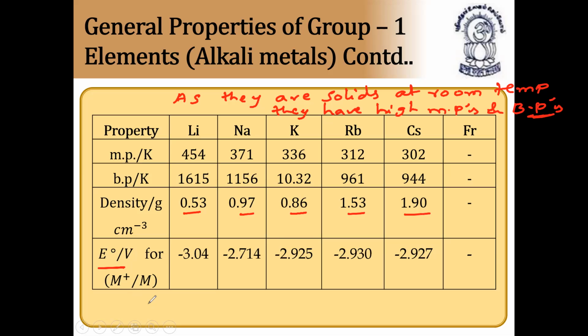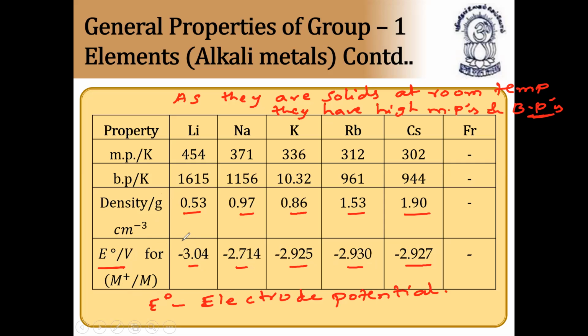Next, electrode potential. E degree is equal to electrode potential. This electrode potential we will be discussing in class 12. Just remember what electrode potential is. So just see the values only, that's all. Now it is of no use. So it is minus 3.04, minus 2.74, 2.95, 2.90, 2.927.